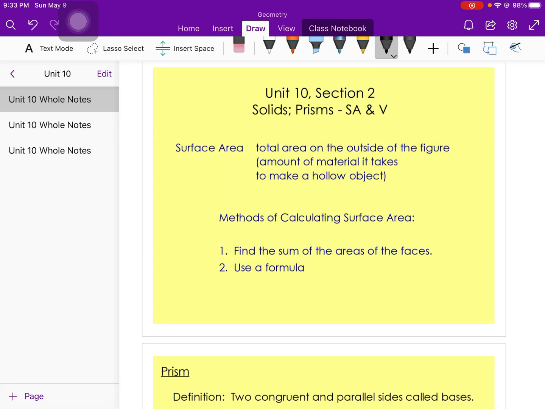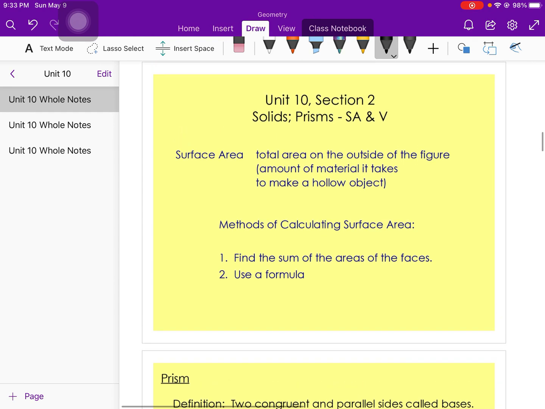Today we're talking about solids, specifically prisms, and we're going to be looking at the surface area and volume of prisms. So the surface area is the total area on the outside of the figure. It's the amount of material it takes to make a hollow object. So everything on the very outside of the three-dimensional figure.